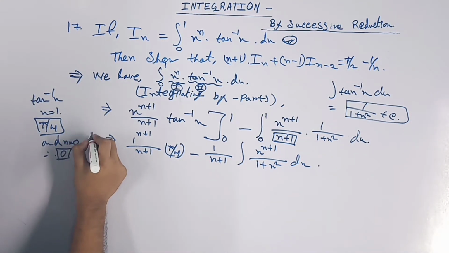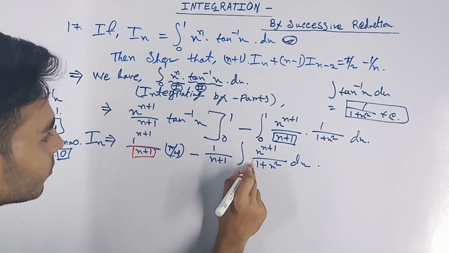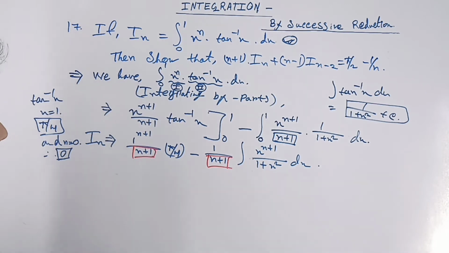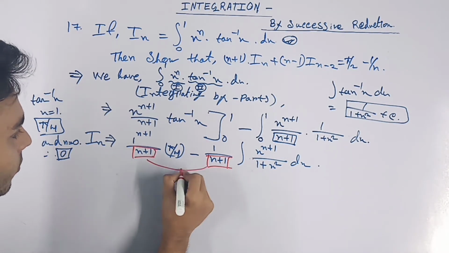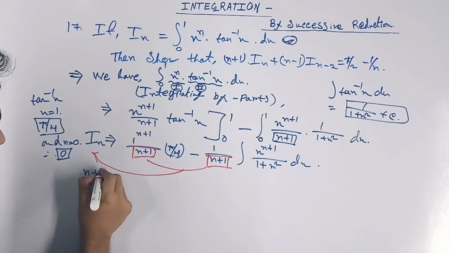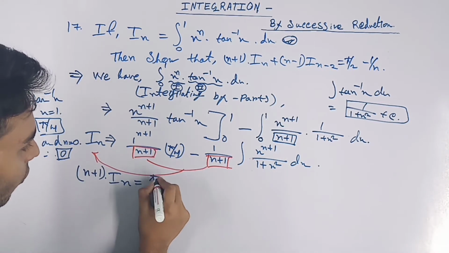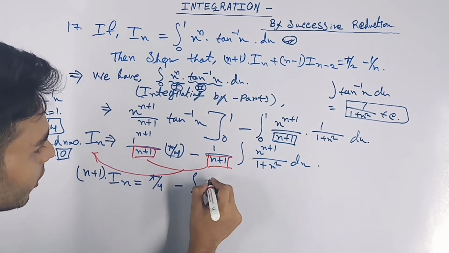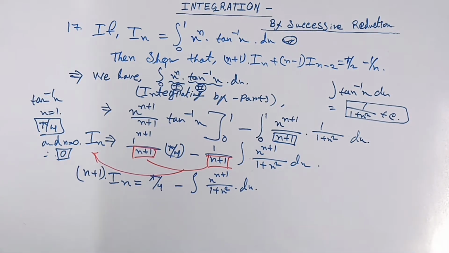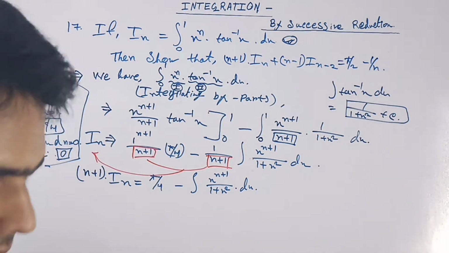This is also I of n. I marked with my red pen that I take this from the denominator to the numerator, and from the right-hand side to the left-hand side. So n plus 1 times I of n equals pi by 4 minus the integration of x to the power n plus 1 by 1 plus x square dx. I also bracket this as rough work.